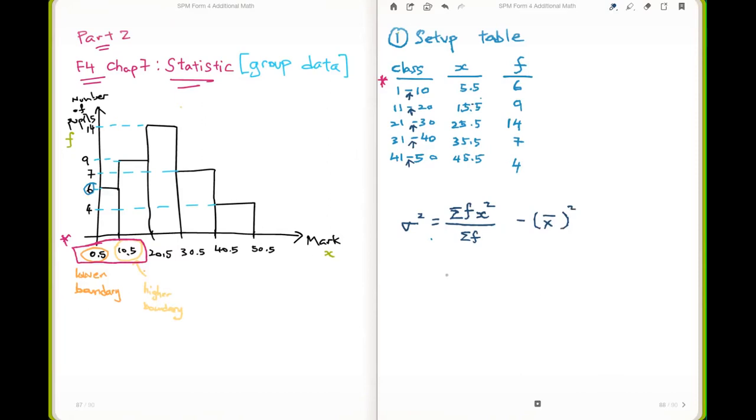The other rules apply. So therefore, you need fx squared. And here is where the summation of fx comes in, over the summation of f. So you need another column, called the fx, the product of f times x. F times x, put it in the calculator, times it in, it will be 33.